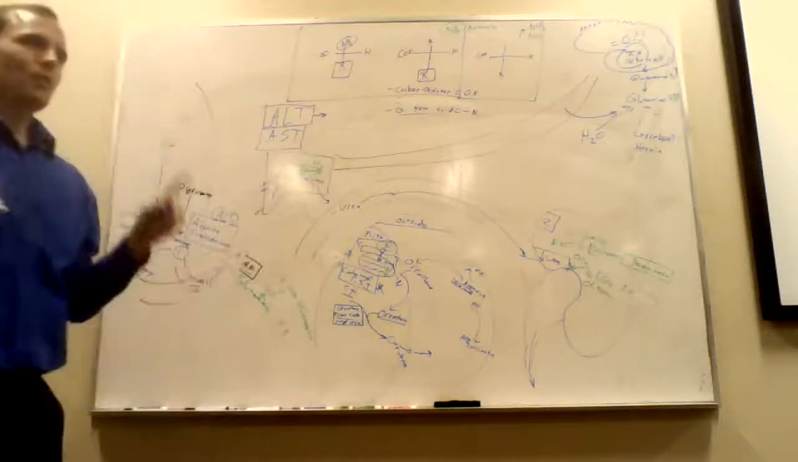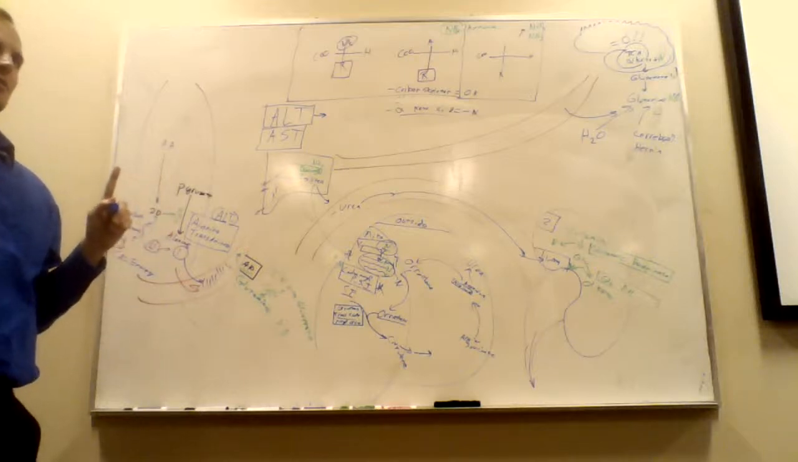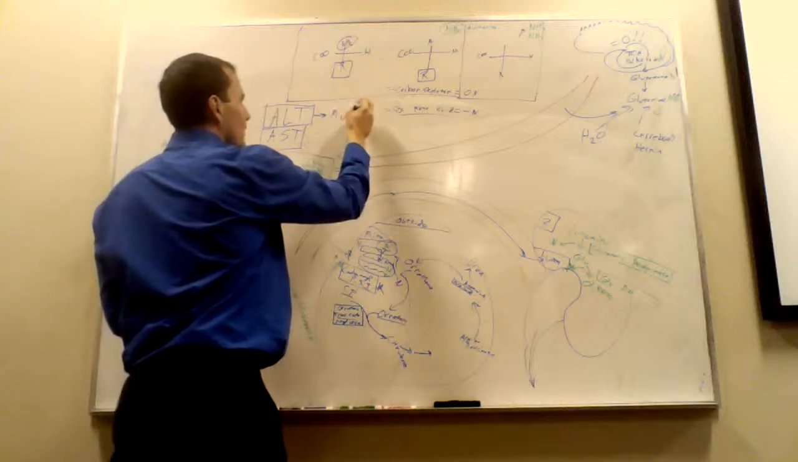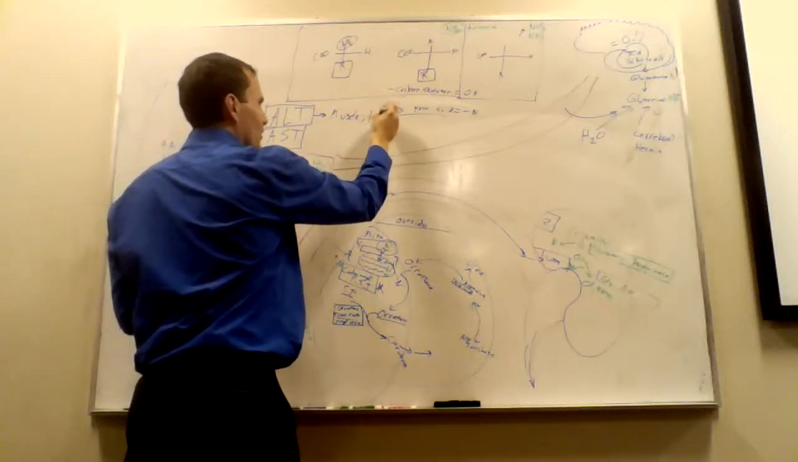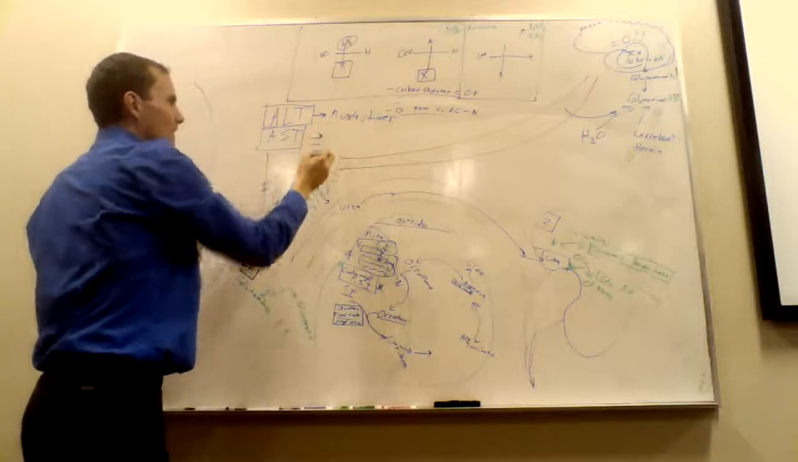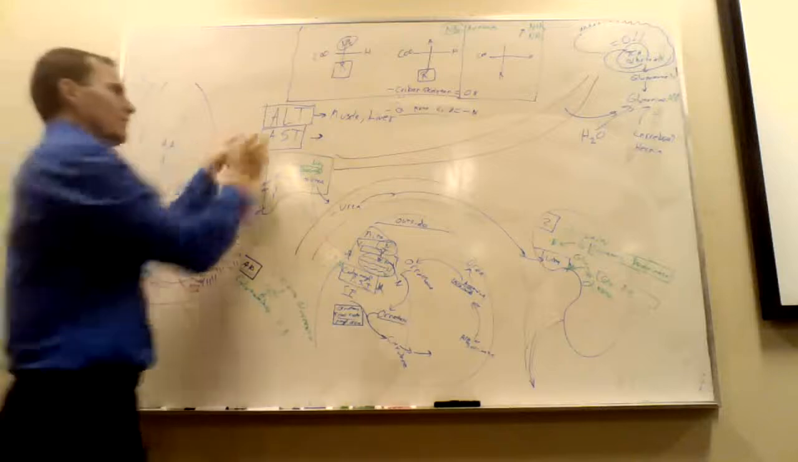ALT, we know one place that it's found. We just talked about it today. Where do we find it? What kind of cell? Muscle. And I think I also heard someone say liver. That's correct. The liver also has it. AST, only the liver has this.